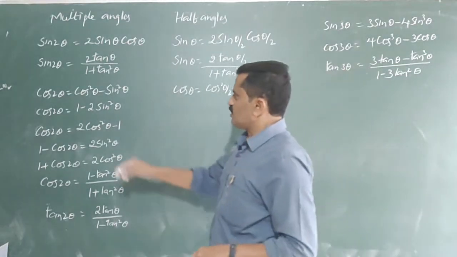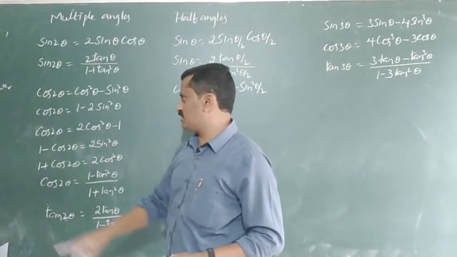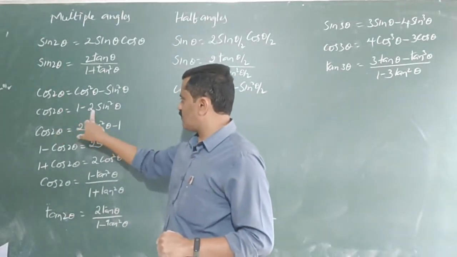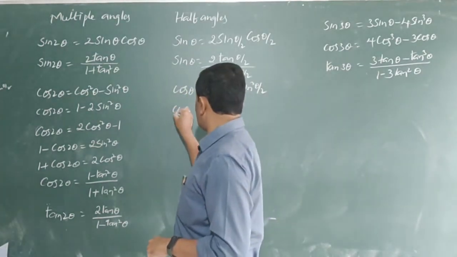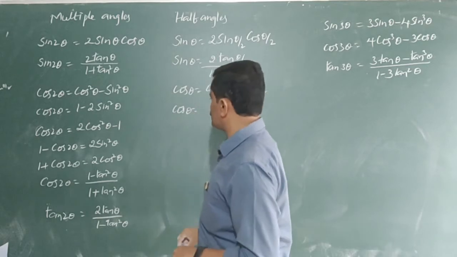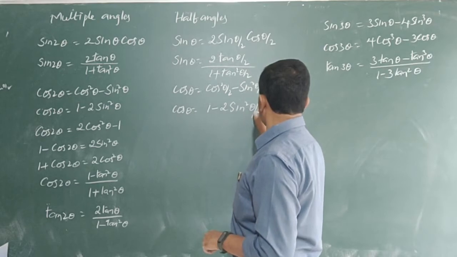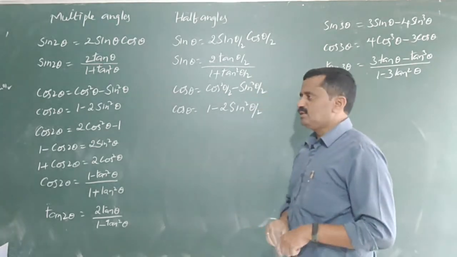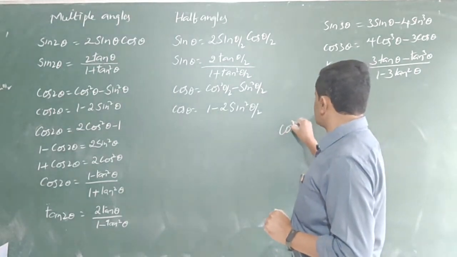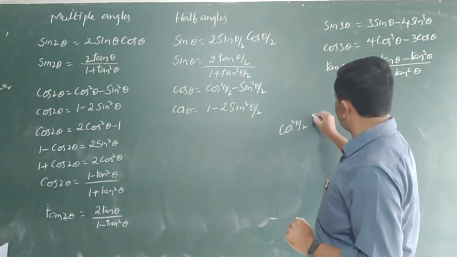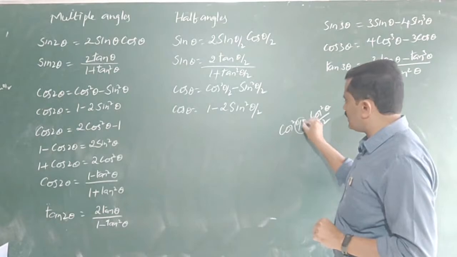So next, cos 2 theta in terms of sin only. We have cos 2 theta is equal to 1 minus 2 sin square theta. Therefore cos theta is equal to 1 minus 2 sin square theta by 2. Remember again, cos square theta by 2 is different from cos square theta whole divided by 2. So this is half angle, this is angle.